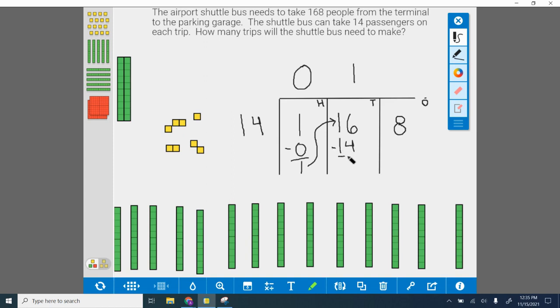So how many tens are remaining? Well, if you look up here, I have 2 tens remaining. Do I have enough to place them equally into the 14 groups? No, I don't. And so I need to go ahead and regroup. So I'm going to break apart my tens into ones. And so let's notate what we've done.